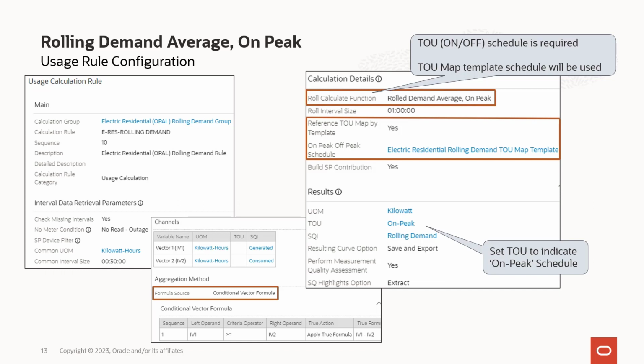Select calculate function as rolled demand average on peak. Also, TOU schedule is required, which can be configured or used as TOU map template schedule. In results section, it's mandatory to select TOU as on peak schedule.